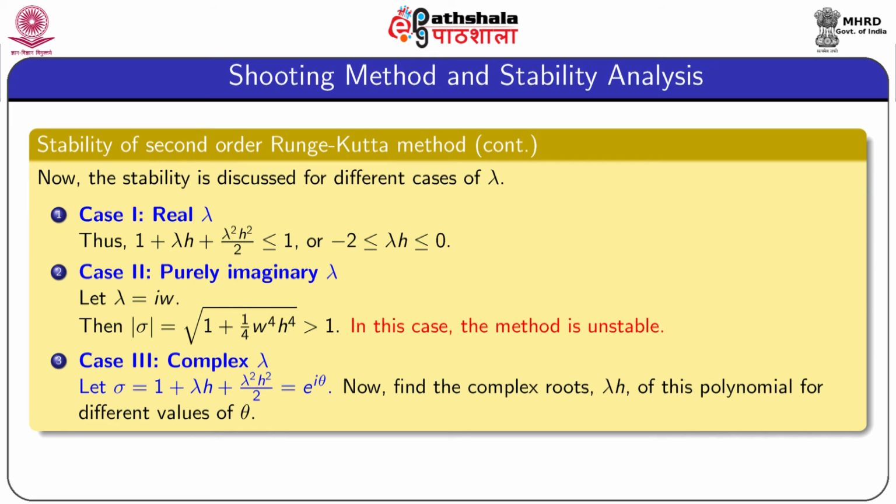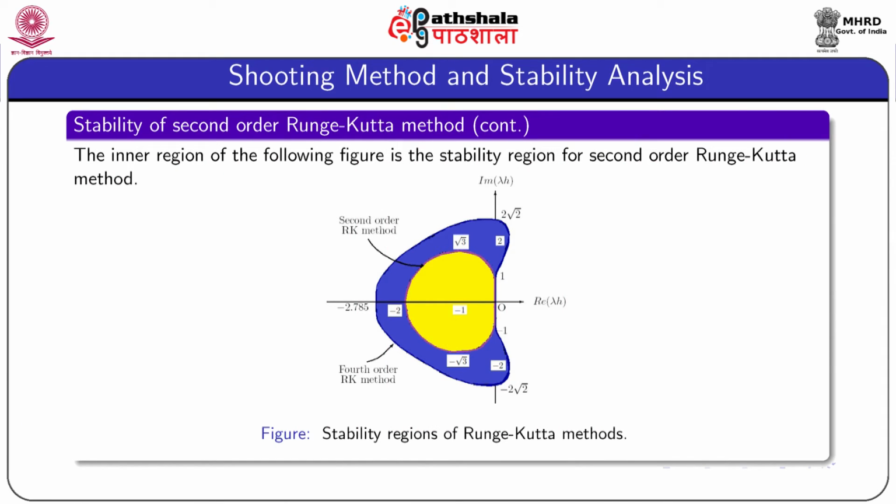Now we find the complex root lambda h of this polynomial for different values of theta. It is easy to verify that the absolute value of sigma equals 1 for all values of theta. Obviously, theta is a real number. Now this is the diagrammatic representation of the stability region of the second order Runge-Kutta method. The inner region represents the stability region. Note that the inner portion is bounded along the real axis from minus 2 to 0, and along the imaginary axis the lower bound is minus root 3 and the upper bound is root 3.